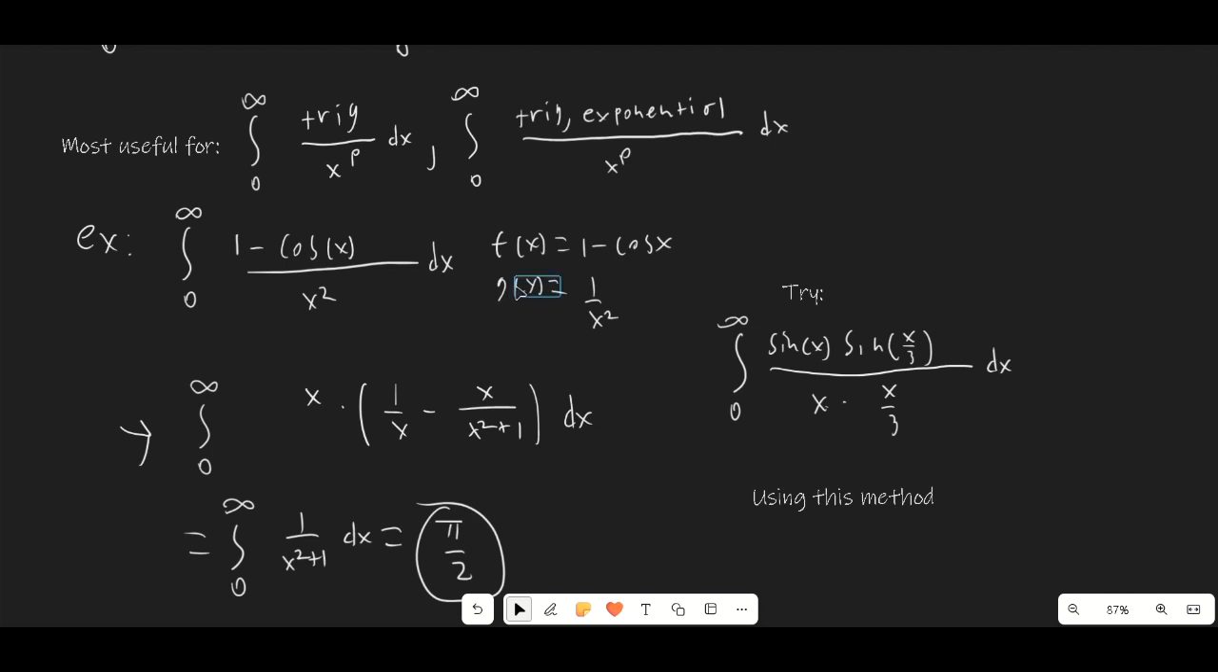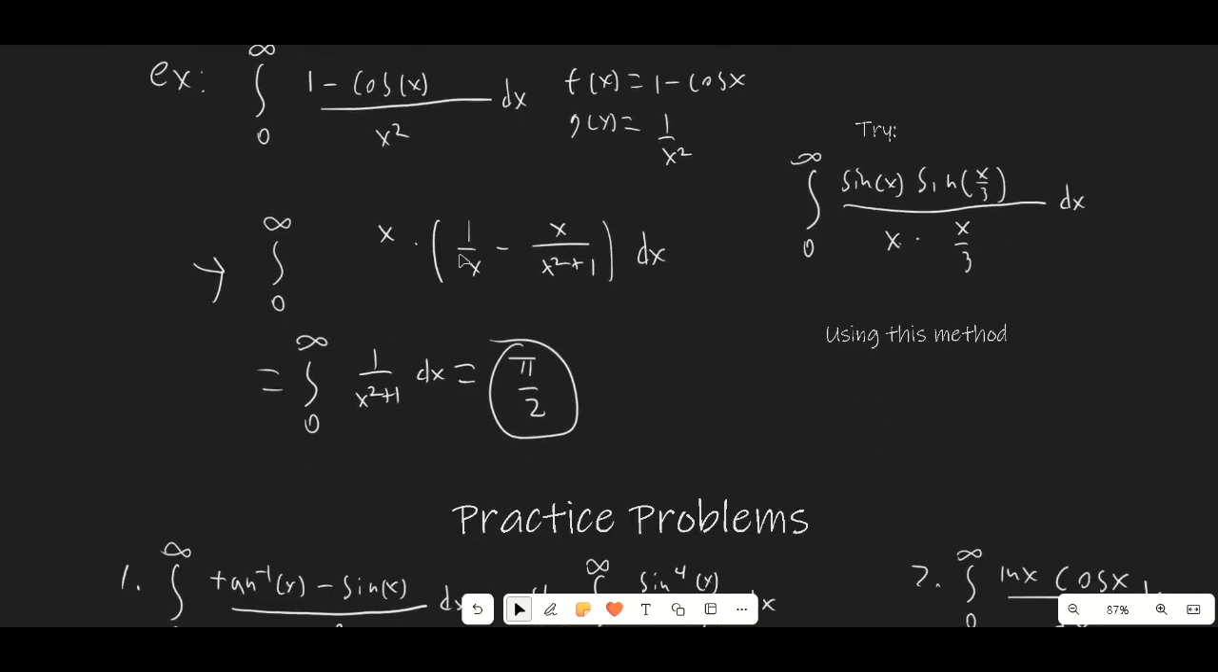So the inverse Laplace transform, in this case, of 1 over x squared is just going to be x. And the Laplace transform of 1 minus cosine of x is going to be 1 over x minus x over x squared plus 1. So applying this just becomes a simple rational integral, and when you simplify, it just becomes the integral from 0 to infinity of 1 over x squared plus 1, which is pi over 2.